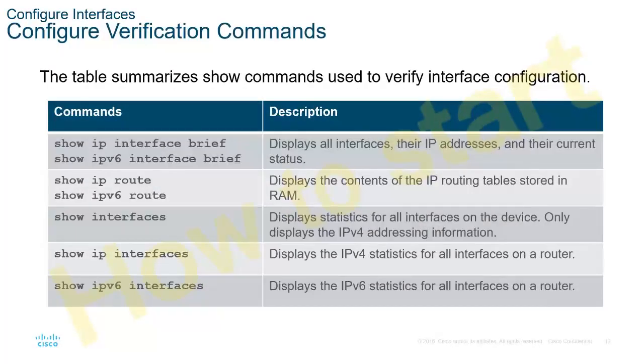Alright, so how do we look at certain commands? Show commands specifically. If we're looking at interfaces, show IP interface brief is going to be the most common. If we're looking at routing information, it'll be show IP route. We could look at detailed information by looking at show interfaces or show IP interfaces. Those will give us very specific statistics on those interfaces. All of these have an IPv6 equivalent command as well.